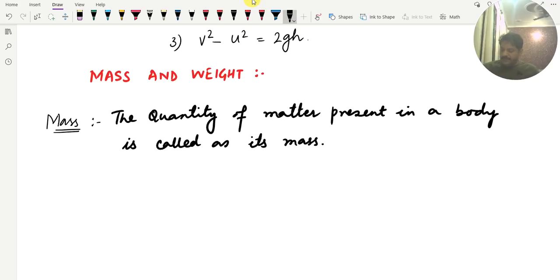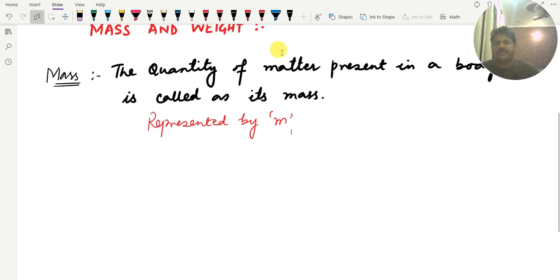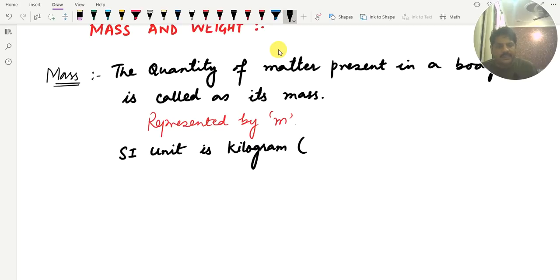Mass is represented by small m. The small m is the mass of the body, and what is the SI unit? SI unit of mass is kilogram, and we write it as kg.